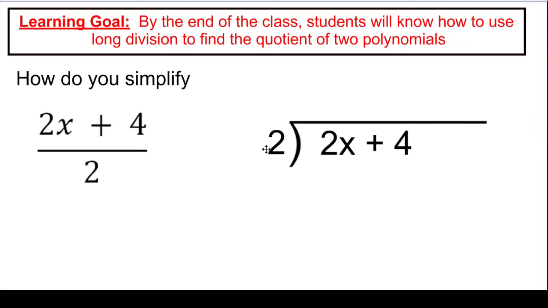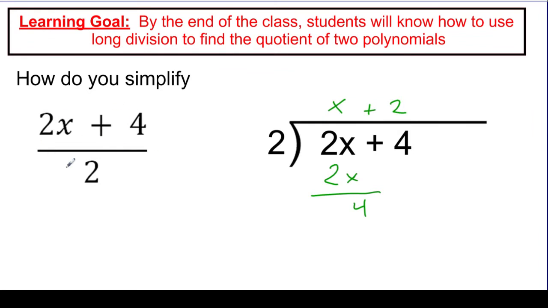I'm going to say, how many times does 2 go into 2x? Well, 2 goes into 2x x times. I can't do more than x times, right? I can't do a number of times. Here's why: x times 2 is 2x. Now I can do a subtraction. In this case, that's 0, and then I'm going to bring down the 4. So this is really 0 plus 4, so I'm going to replace that and put a 4 there. How many times does 2 go into 4? Well, 2 goes into 4 2 times, so I'm going to put plus 2.